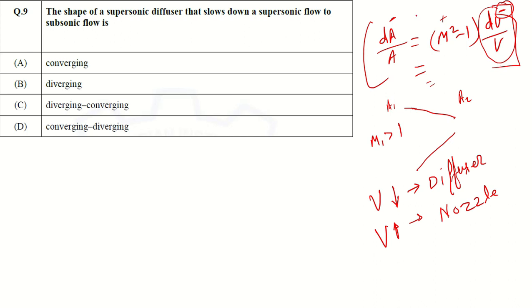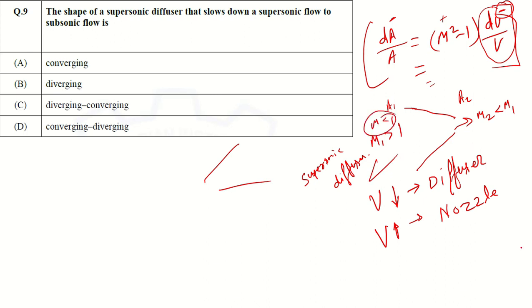Alright, M is greater than 1 and it is decreasing because velocity is negative, so M becomes less than 1, that is M2 is less than M1. So we can say this one is a supersonic diffuser. Likewise we can find out what this is if M is greater than 1 or M is less than 1. If velocity is decreasing, diffuser; velocity increasing, nozzle; and use this formula.